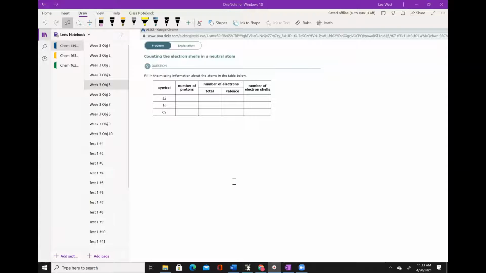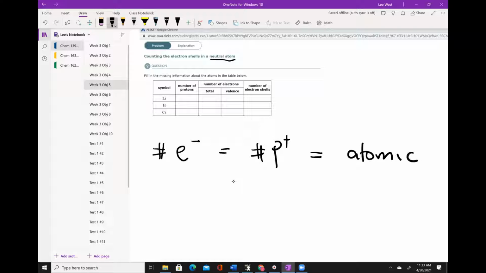Okay, so in this problem, we have to count the electron shells in a neutral atom. So what do we mean by neutral? Well, what we really mean is that they're telling you that the number of electrons is equal to the number of protons. And the number of protons in an atom is just equal to its atomic number, which we can obtain from its periodic table entry. So that's not too difficult.